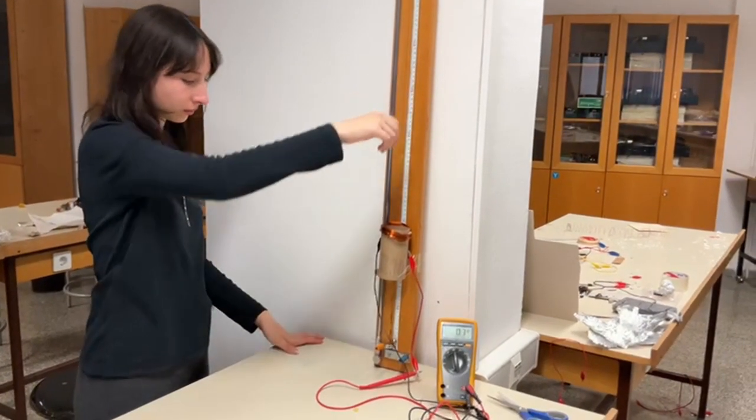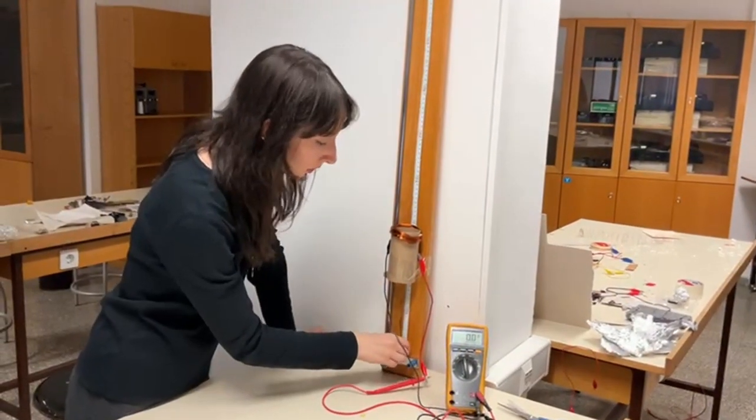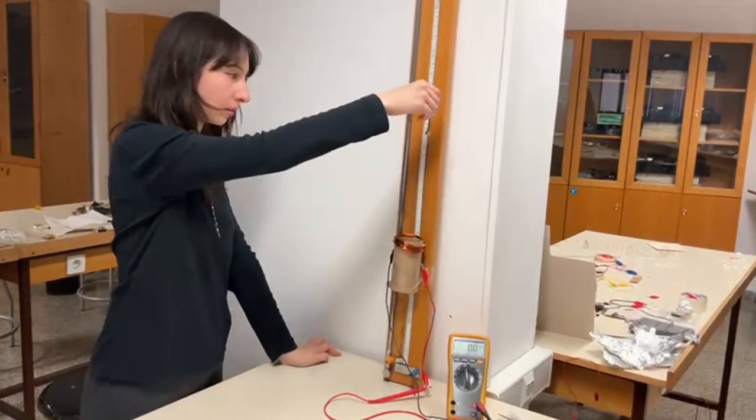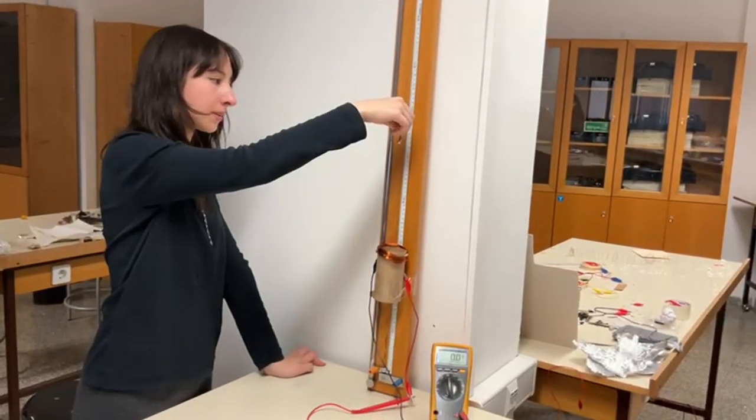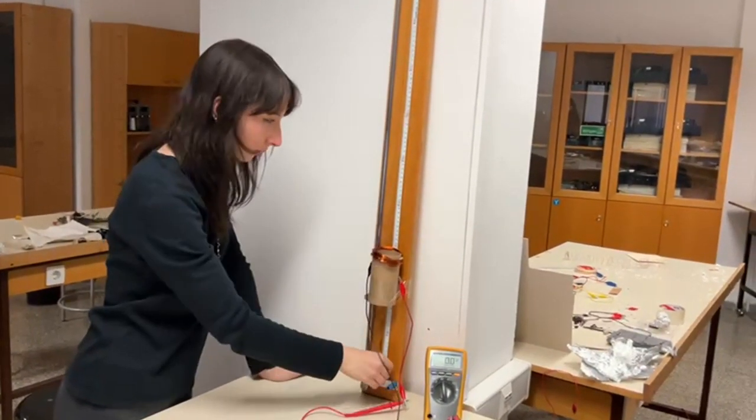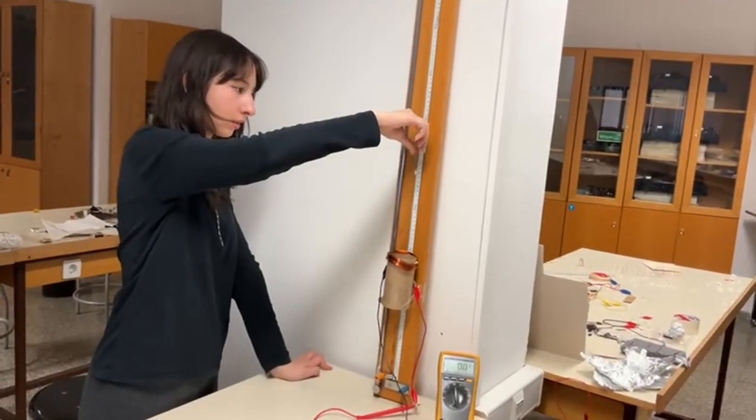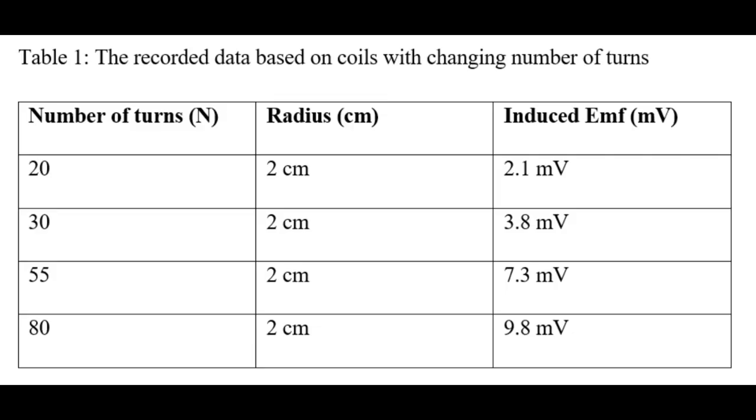First, I measured the EMFs related to the number of turns. I dropped the magnet inside the coil, and the distance between them was 20 centimeters and it was consistent for each drop. I repeated the measurements 3 times for each coil to ensure the measurements were consistent. Here you can see the results I have obtained.